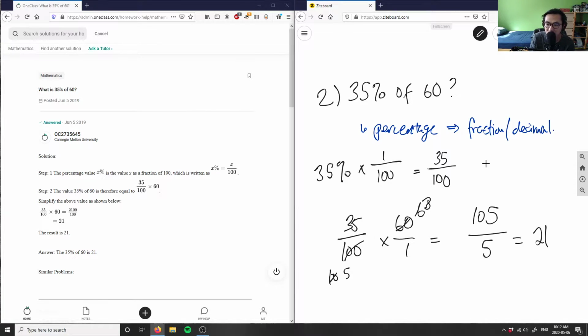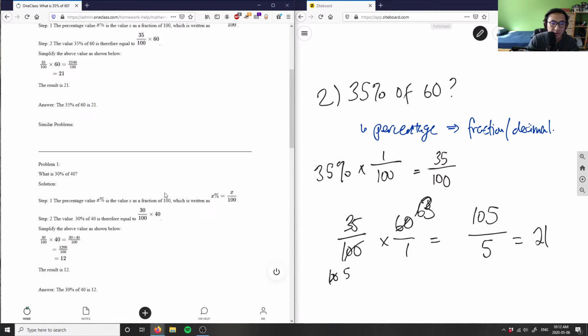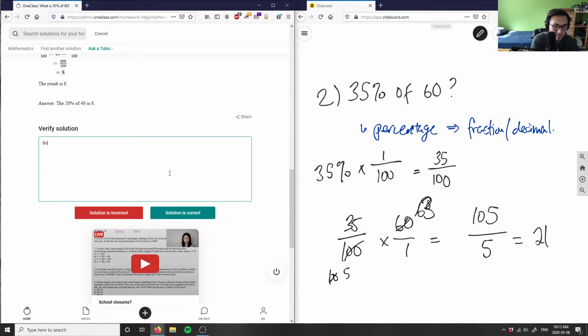So 35 times 3: 30 times 3 is 90, plus 5 times 3 is 15, which gives 105, and then I simply divided by 5. 105 divided by 5 here is 21. So this solution here is correct. The answer, 35% of 60, is 21.